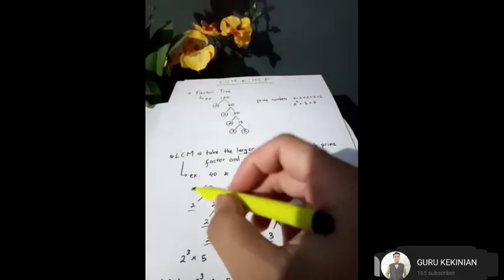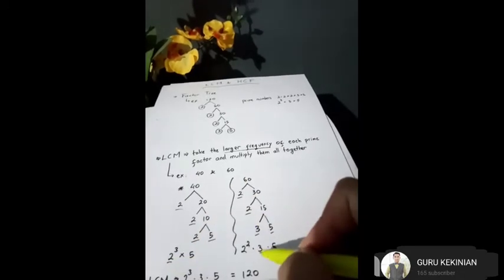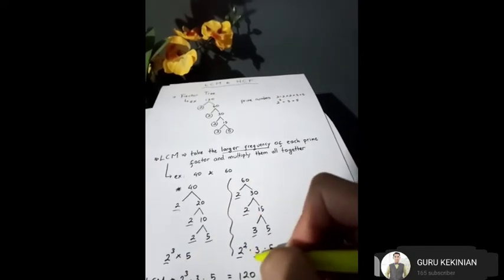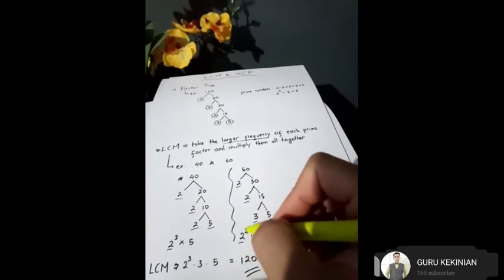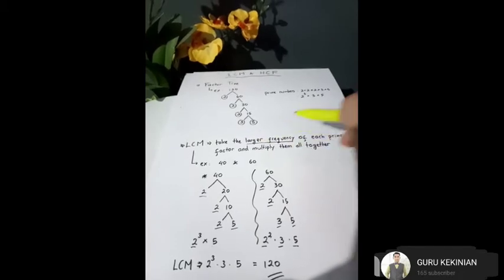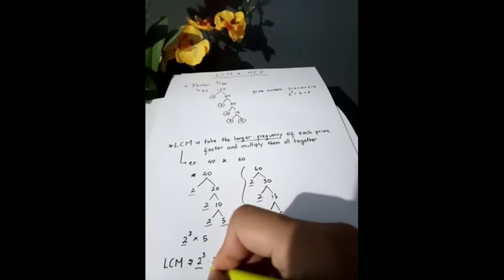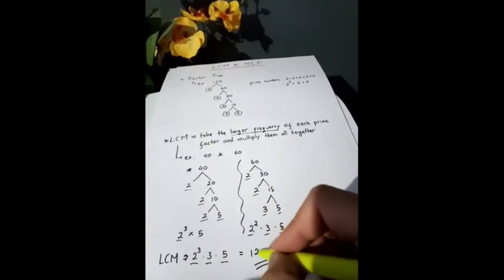And then from here, how to find the LCM of 40 and 60? We take the larger frequency of each prime factor, that is 2, 3 and 5. Okay, 3 power 1, we write it here. 5, we write it here. And then between 2 power 3 and 2 power 2, we choose 2 power 3 because LCM takes the larger frequency. So we take 2 power 3 and then times 3 and then times 5, and we get 120.